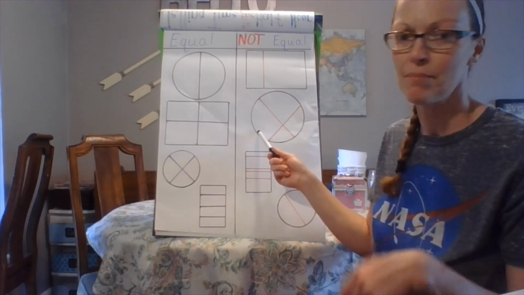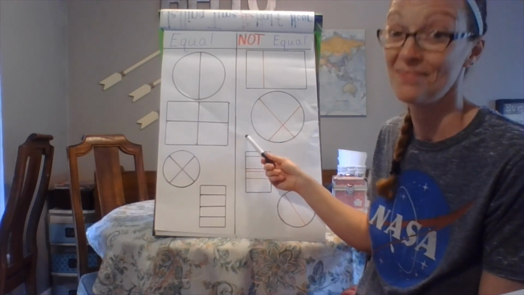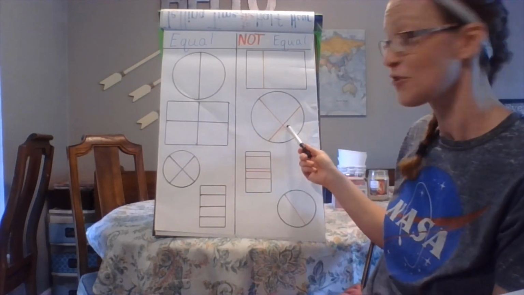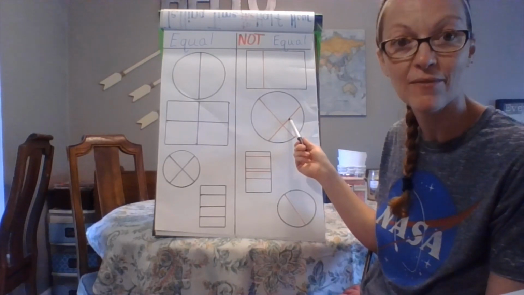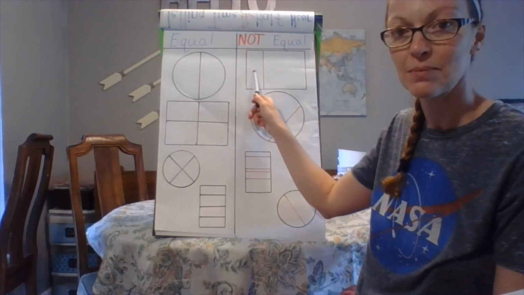Nice squat. It can't be. Why can't it? You're right. They're not equal. They're all different sizes, right? And to be a fraction, they have to be equal or the same. Good. All right, what about this one?